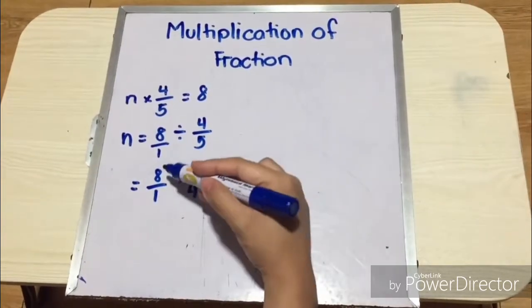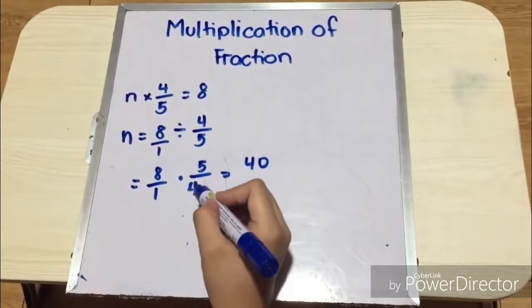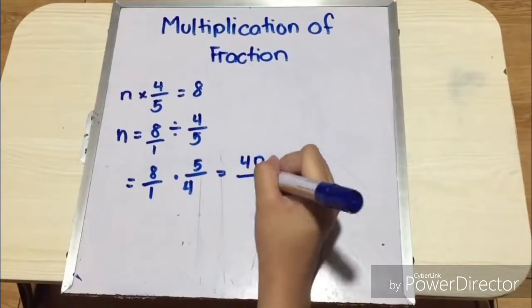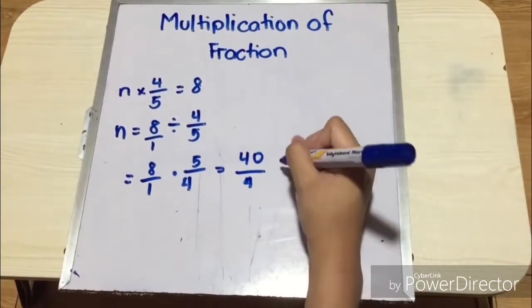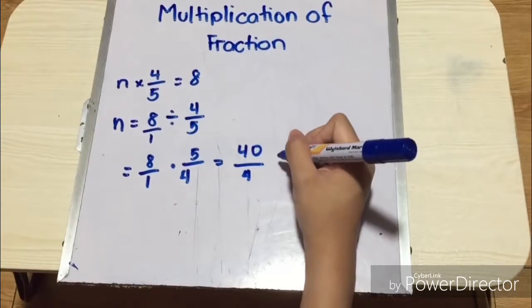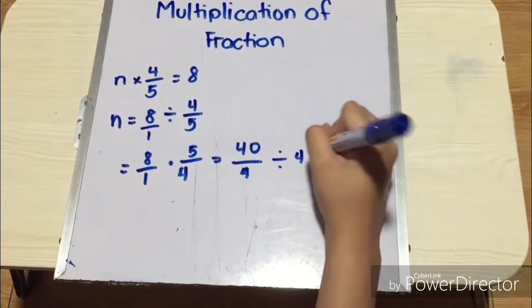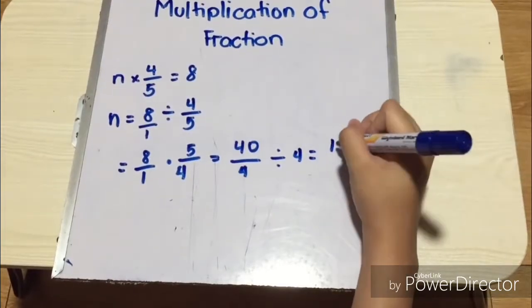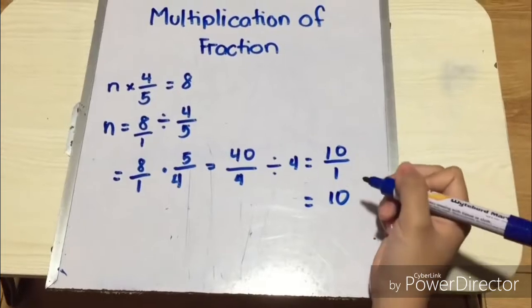So we will perform multiplication. 8 times 5 is 40 and 1 times 4 is 4. 40 over 4 can be simplified. We just divide it by 4. 40 divided by 4 is 10 and 4 divided by 4 is 1. So the answer is 10 over 1 or 10.